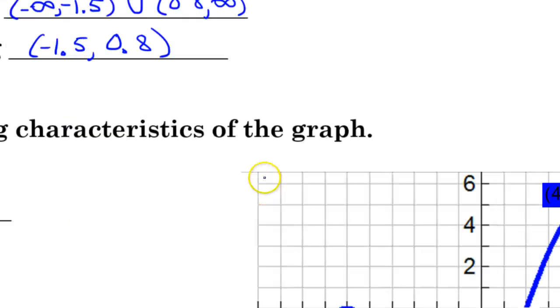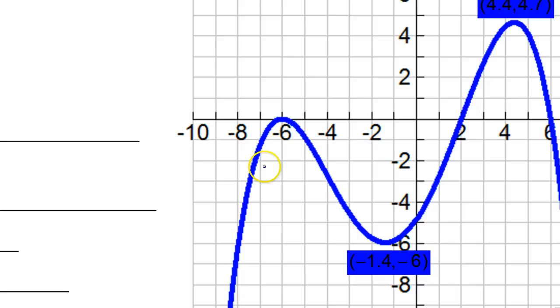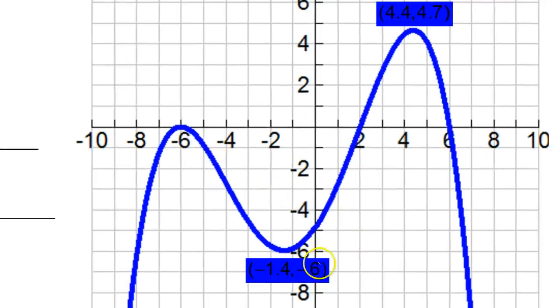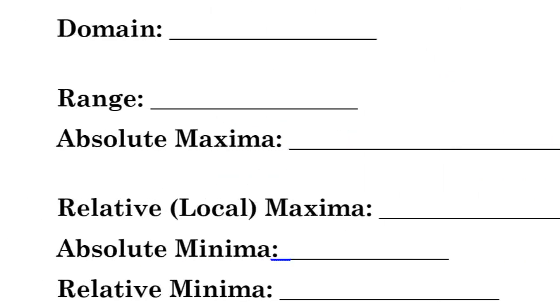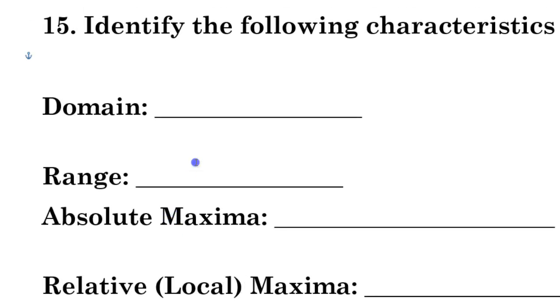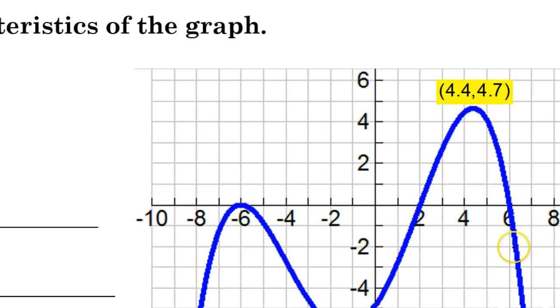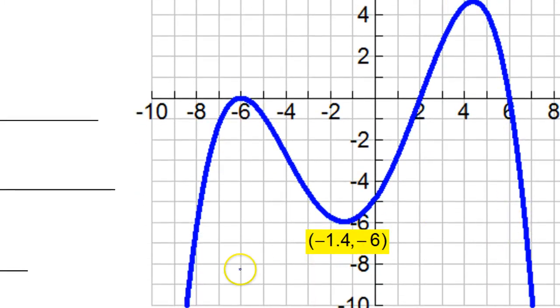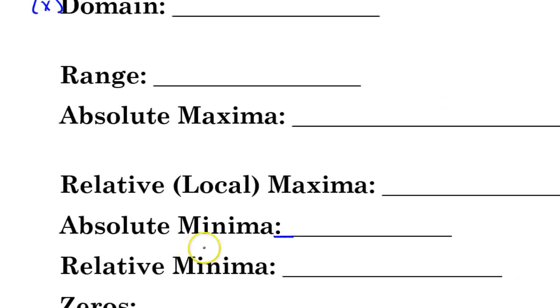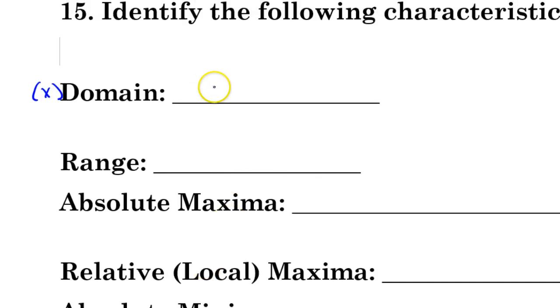Alright, now it's time to take a look at number 15. Okay, and they helped us out by giving me some of these values. Okay, that'll make it easier. Alright, the domain. The domain is the x values of the graph. Like many graphs do, this graph goes left forever and right forever. So the domain, once again, is going to be negative infinity to positive infinity.